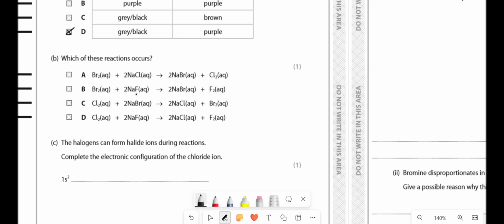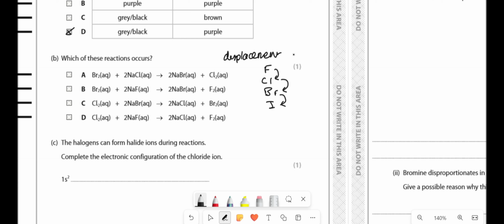Which of these reactions occurs? You can see that these are all halogens reacting with something halide. So we're looking at our displacement reaction. So generally speaking, this is the order that we see. This will displace this, this will displace this, this will displace this. You can't go back up.